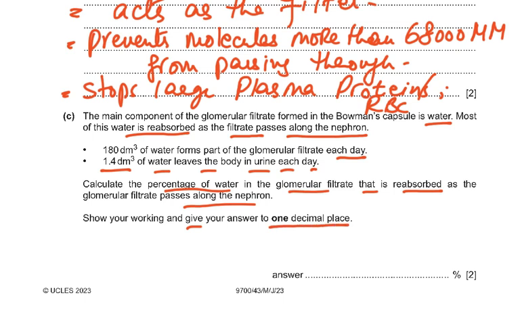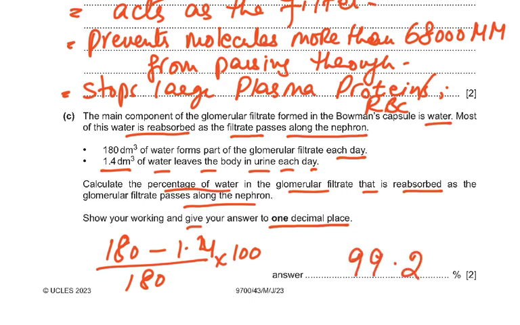Now, what was the working? 180 minus 1.4, divided by 180, multiplied by 100. A favorite question of theirs. And this is 99.2. And of course the unit is written here. So 180 minus 1.4 over 180, or you could have said 178.6 over 180, into 100. This of course gives you 99.2%.